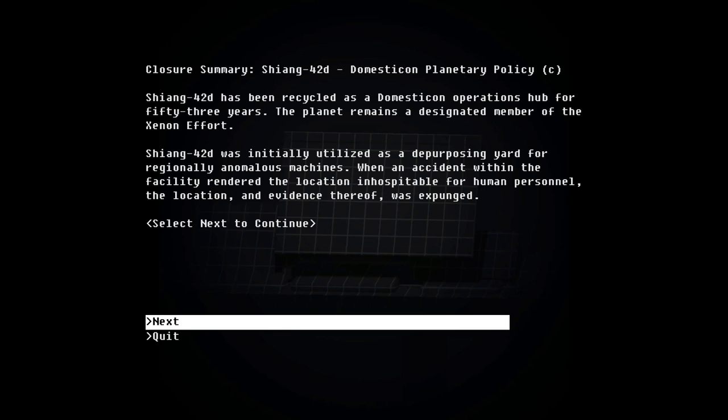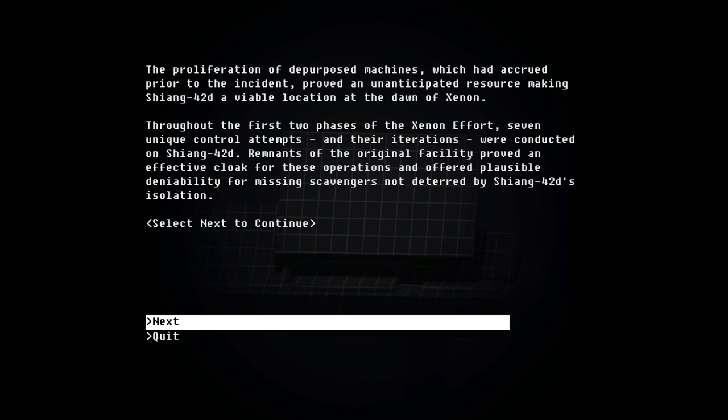Xiang Ford 2D has been recycled as a domesticon operations hub for 53 years. This planet remains as a designated member of the Xenon effort. Xiang Ford 2D was initially utilized as a depurposing yard for regionally anomalous machines when an accident within the facility rendered the location inhospitable for human personnel. The location and evidence thereof was expunged. The proliferation of depurposed machines which had accrued prior to the incident proved an unanticipated resource, making Xiang Ford 2D a valuable location for the Dawn of Xenon.